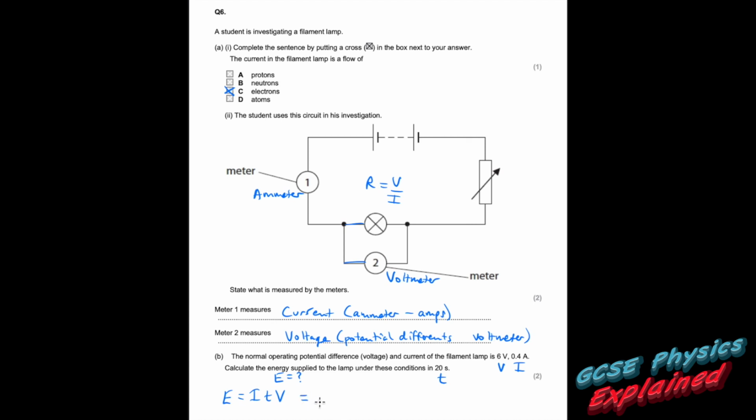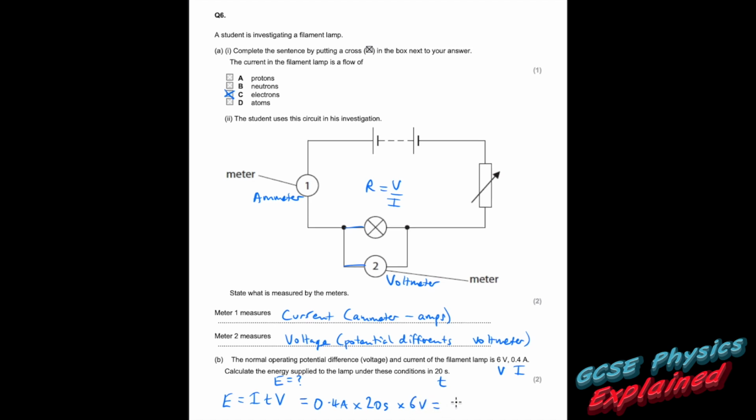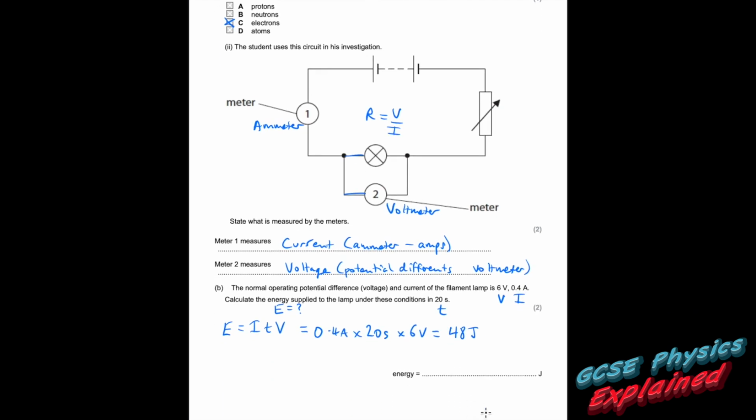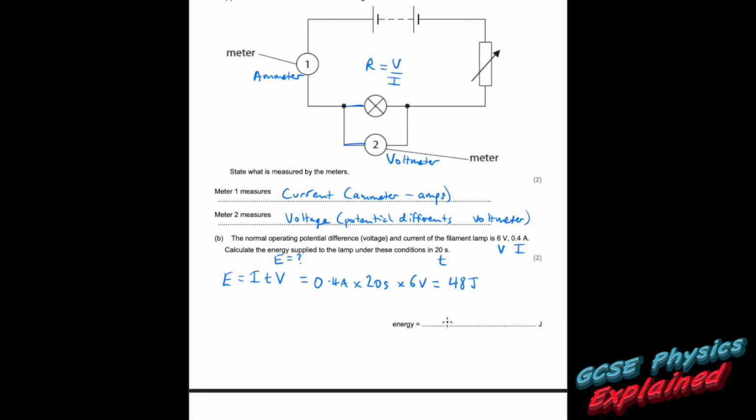So current was 0.4 amps, times that by the time, which was 20 seconds. If they're going to be awkward, they'll put that in minutes. Always remember to convert it into seconds. And we need to multiply that by the voltage, which was 6 volts. And that equals 48 joules. So I've saw that question before as well.